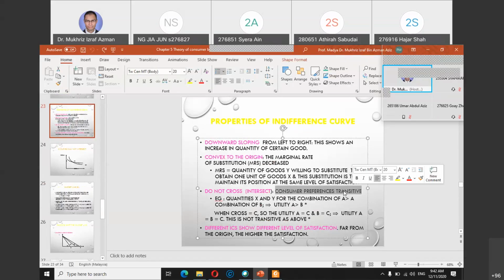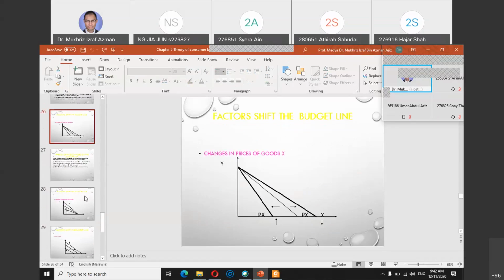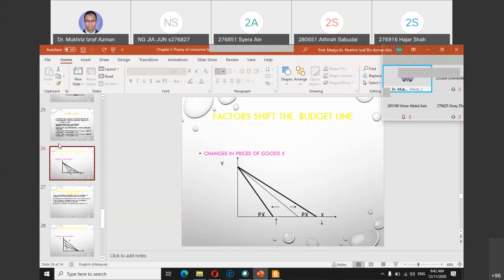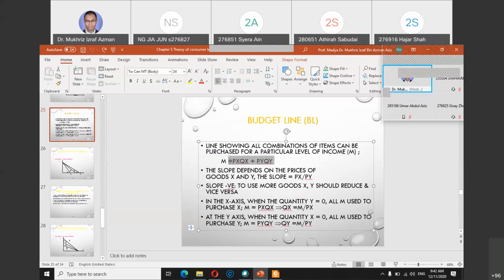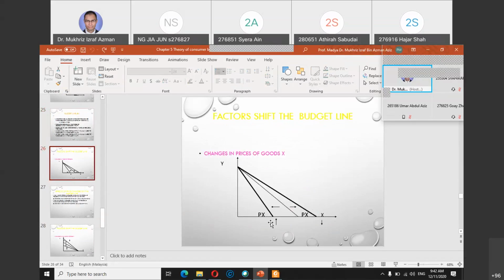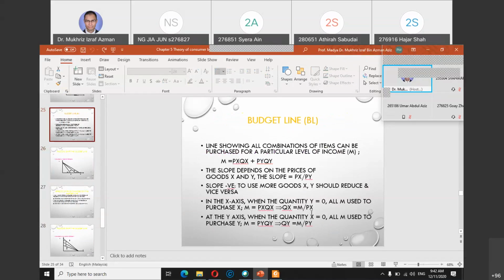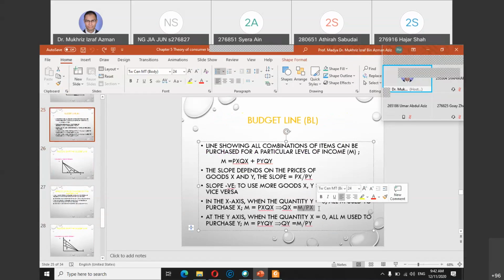Then we also looked at how to construct your budget line, which is developed from the equation M equals PXX plus PYY. The intersection points are calculated as M over PX and M over PY. M over PX gives you the intersection at the x-axis. M over PY gives you the intersection at the y-axis.